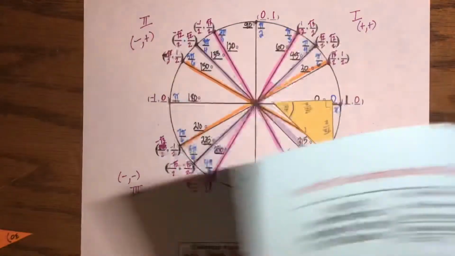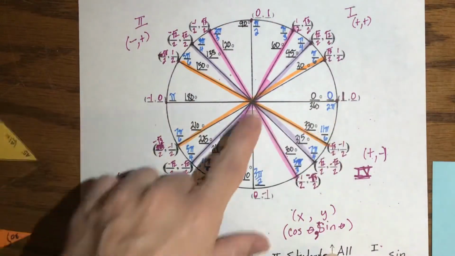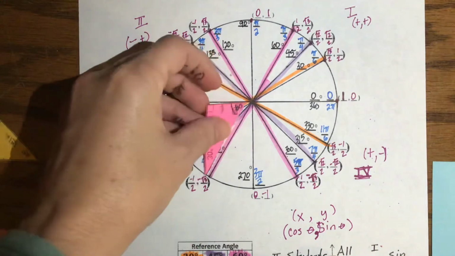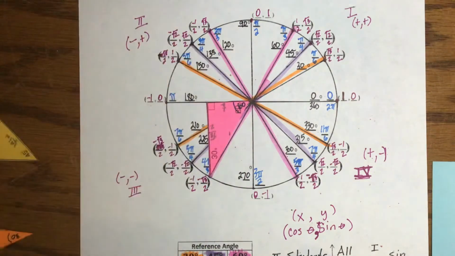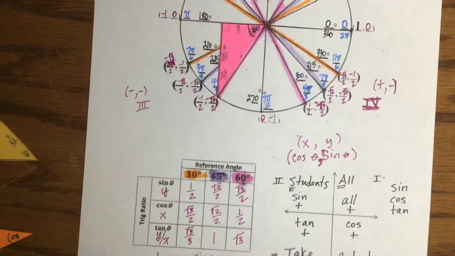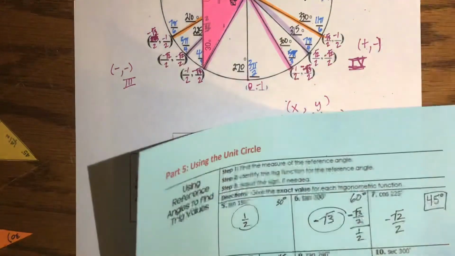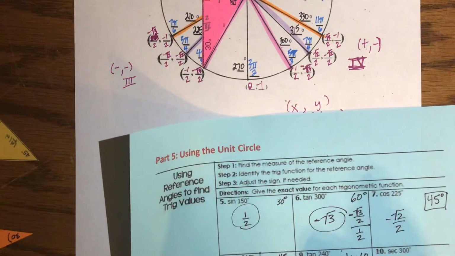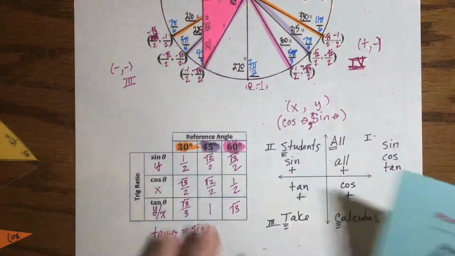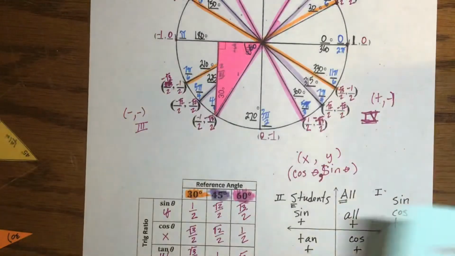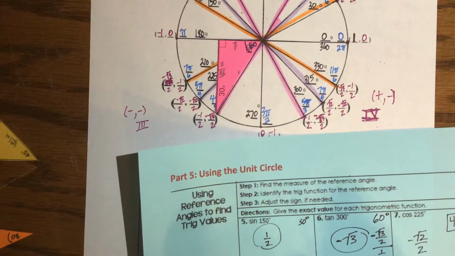Tangent of 240. So finding 240, it's right here. It's pink. So my reference angle is 60. So tangent of 60 is the square root of 3. So I'm going to just kind of off to the side, 60 is my reference angle, and it's the square root of 3. And then all students take, tangent is positive here. So my answer here is square root of 3.